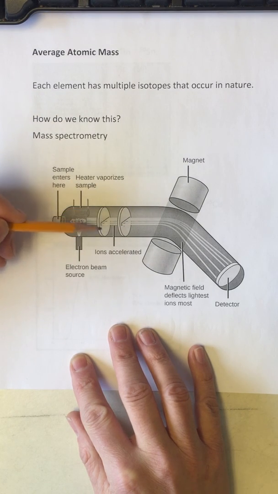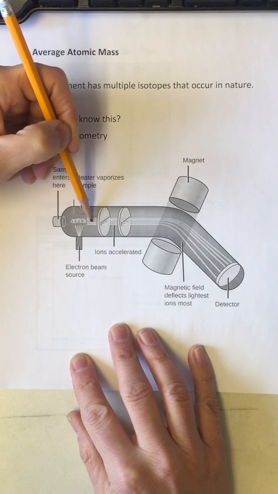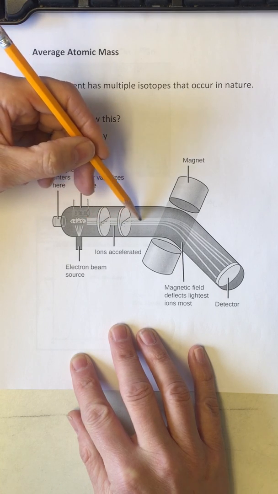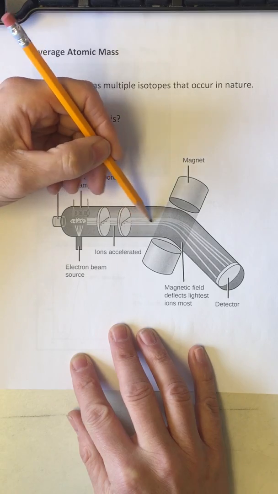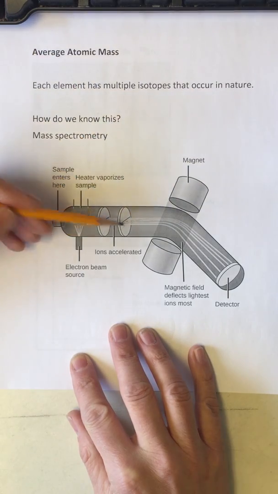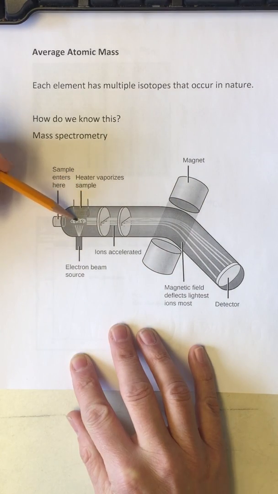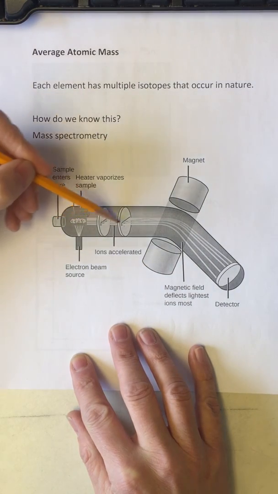And so these disks have voltages applied to them, but they also have little slits here. So those positive ions will be accelerated through those disks in this particular direction. And again, it's electric potentials on those disks that are causing the positively charged atoms to accelerate through.